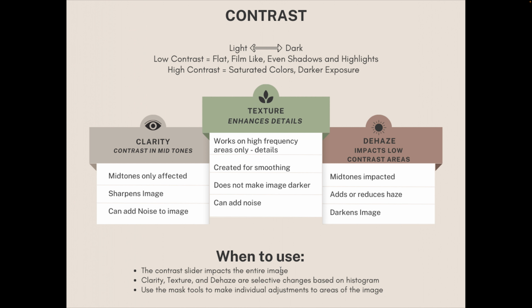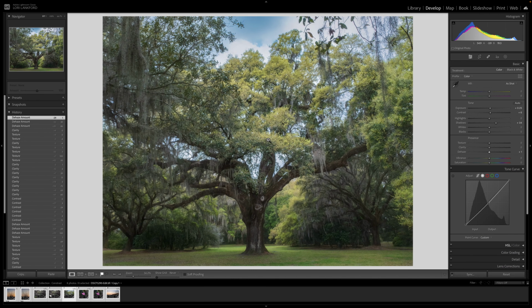Now, the third point to remember is that you can use the mask tools in Lightroom to make individual adjustments to areas of your image so that you can target where you want to add clarity, texture, or dehaze. Now, you do not have to use all 3 in an image. You may use one. You may use one in certain parts of the image with a mask and use another one in different areas. And that's how you can really customize your image. All right, so let's come back to Lightroom, and I want to show you some examples to help you further understand the impact of using these contrast sliders.